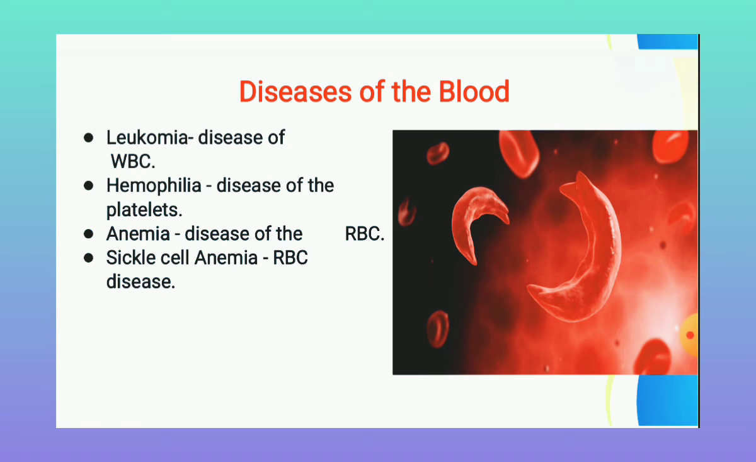So hemophilia is a condition due to the low level of platelets, and leukemia is a condition where the WBC is affected. Now anemia is a condition where the RBC level or hemoglobin level is low, that is the disease of the RBC. Sickle cell anemia is a condition where the RBC is also affected, that means the shape of the RBC cells is like a sickle.